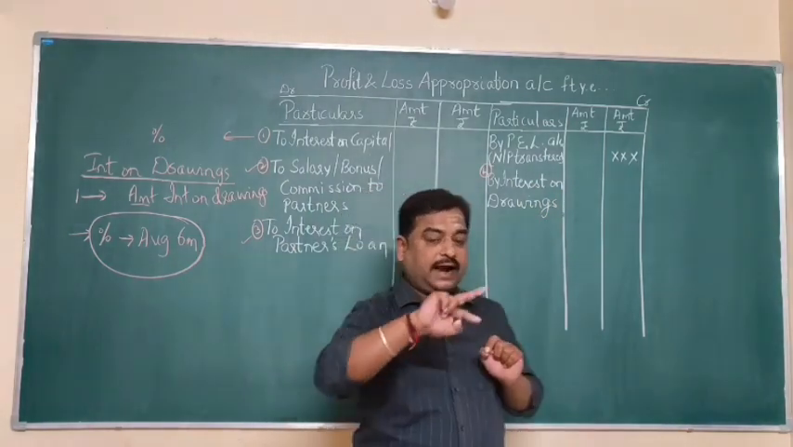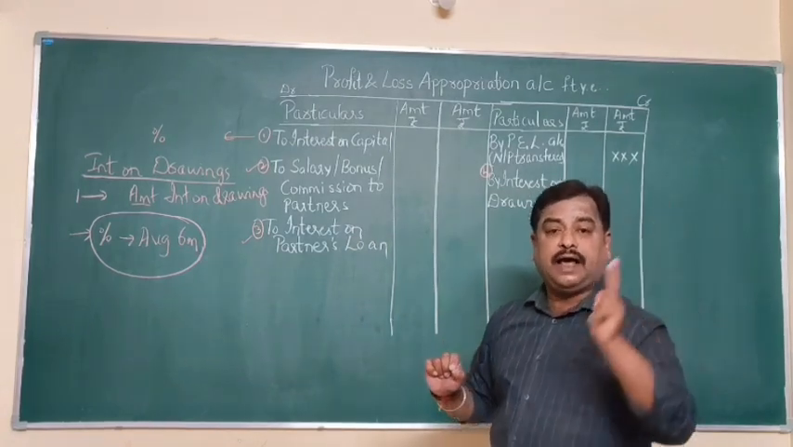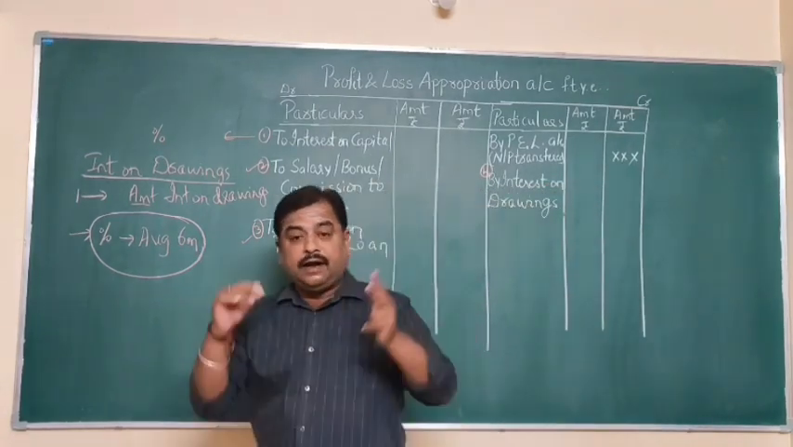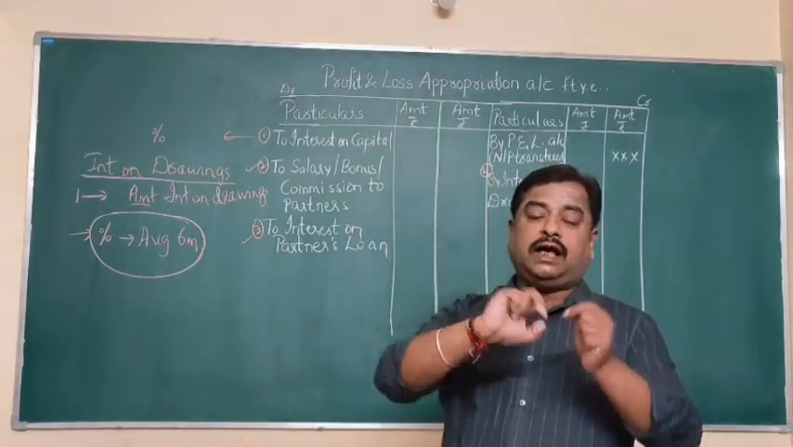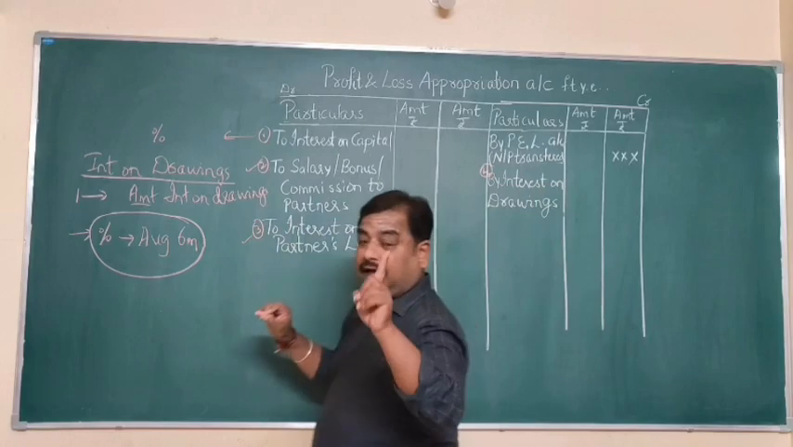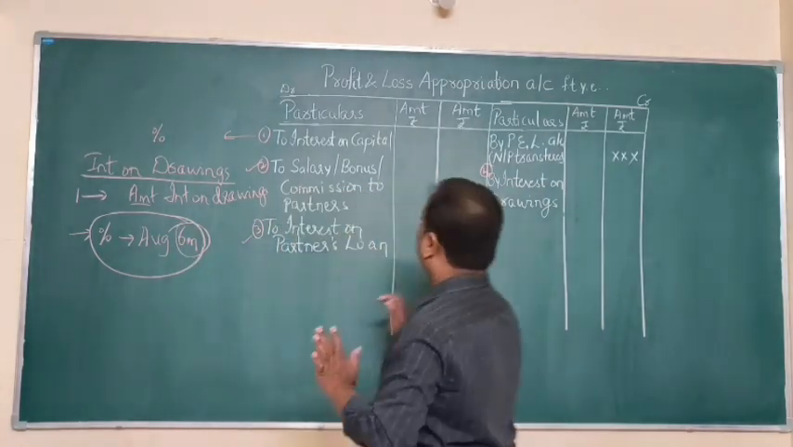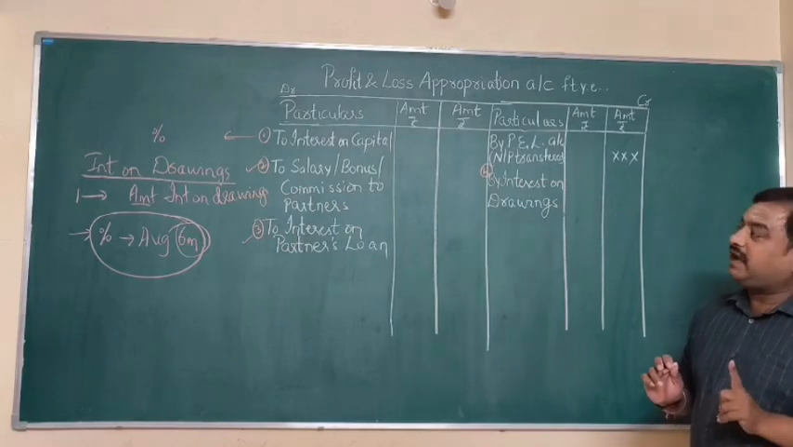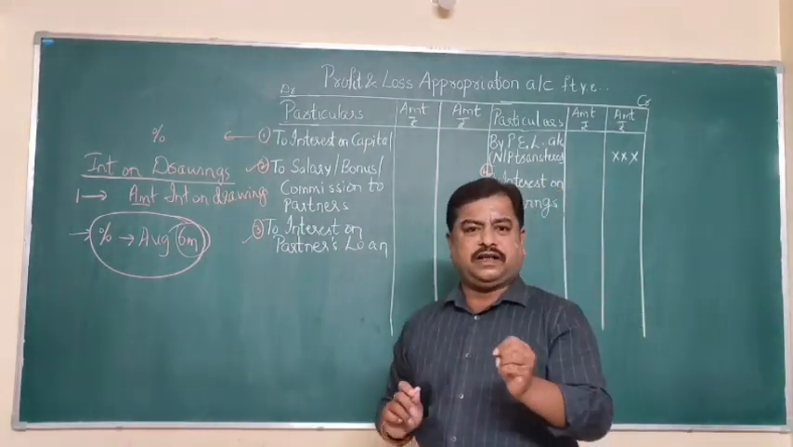In case of the second option, interest on drawings at 5% per annum, 6% per annum, 10% per annum, that is, if the rate of interest on drawings is given as a percentage, you have to calculate it on the drawings. You have to calculate it only for 6 months here. So, which are the adjustments now? Once again, the adjustments. Very easy topic it is.